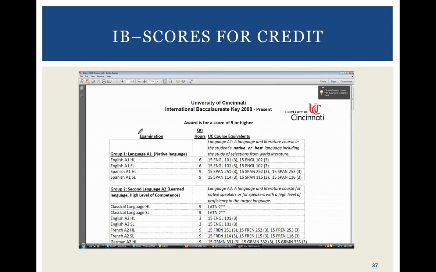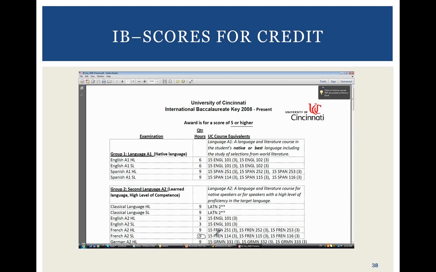And similarly, with the IB exam, if you're in an international baccalaureate school, typically if you get a score of 5 or higher on, say, the French exam, it's as if you took a year of college in French. So they give you the credit, and you don't need to take that class in college.